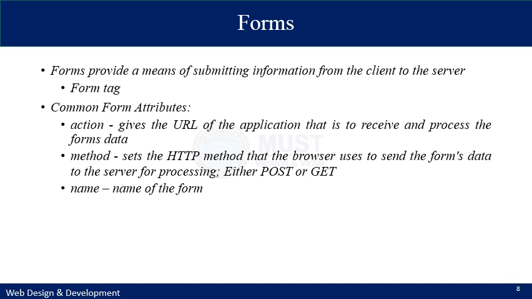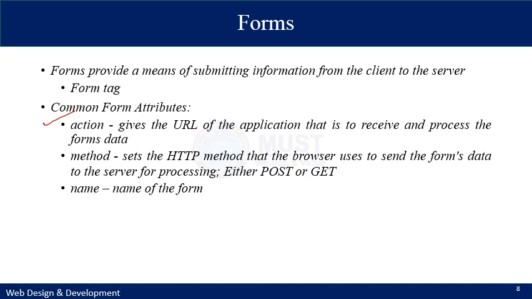Common form attributes are action, method, and name. Action gives the URL of the application that is to receive and process the form data. That means you input the data and then you send it to the URL specified by the action attribute of your form.